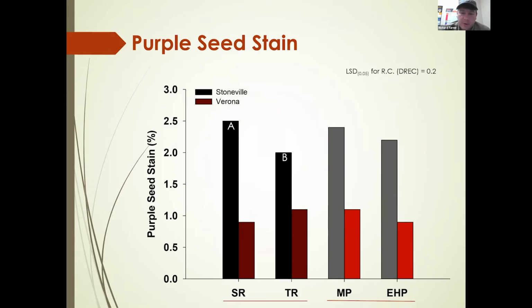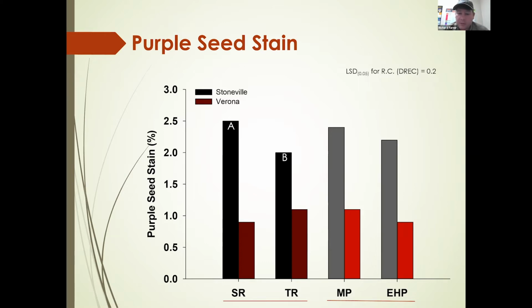So moving on into purple seed stain. This is a four-way chart, if you want to think about it like that. The black bars will be the row orientation just at Stoneville. The maroon bars will be the row orientation just at Verona. And then moving over to the right side of the graph, the gray bars will be Stoneville. I tried to keep them color coordinated, so red and maroon is all Verona, gray and black would be all Stoneville.